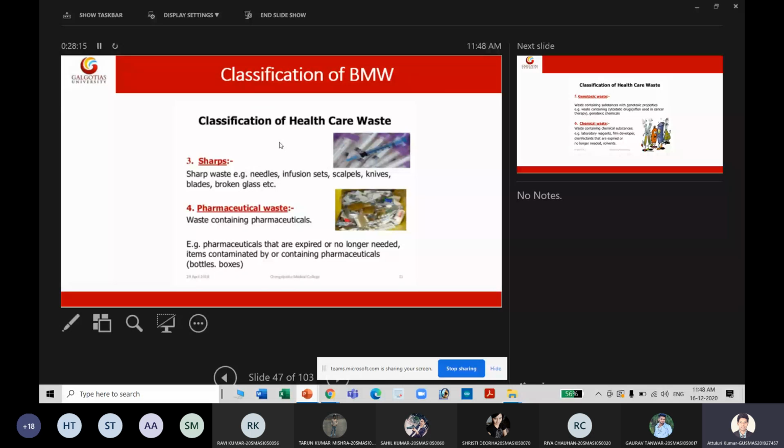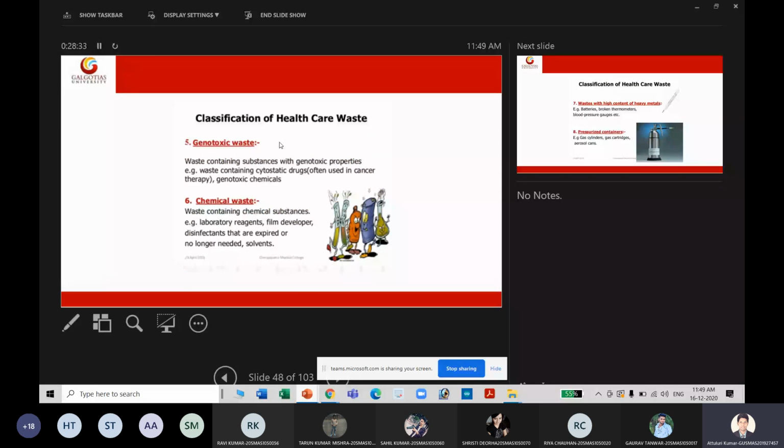For example, tobacco. In tobacco you have nicotine, and this nicotine will destroy the DNA, leading to the generation of cancers. So this nicotine can be stated as a genotoxic agent. Such kinds of chemicals are called genotoxic waste. So write this: waste containing substances with genotoxic properties, or simply, waste containing substances that will destroy human DNA is called genotoxic waste.